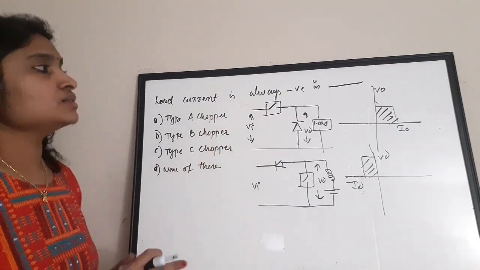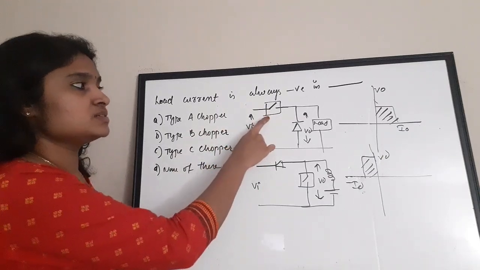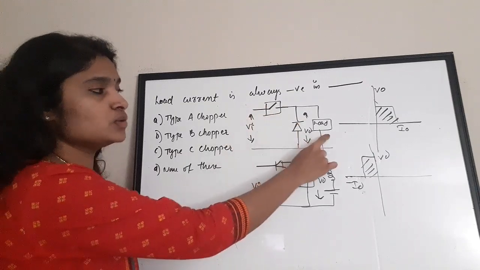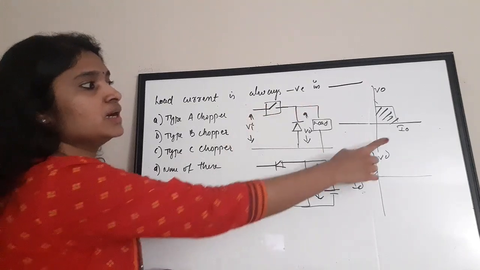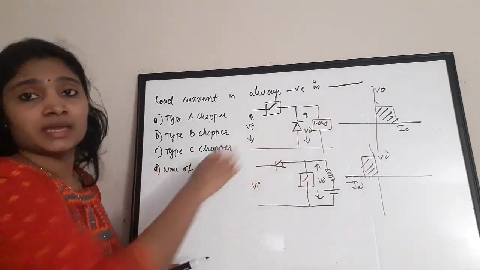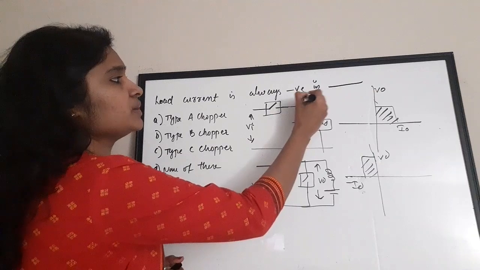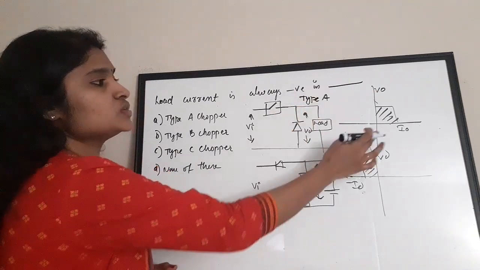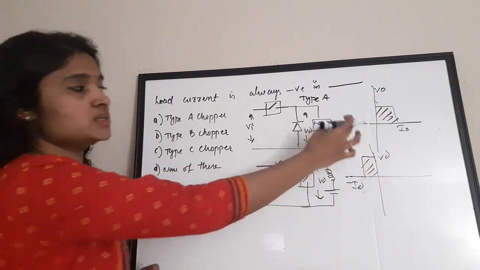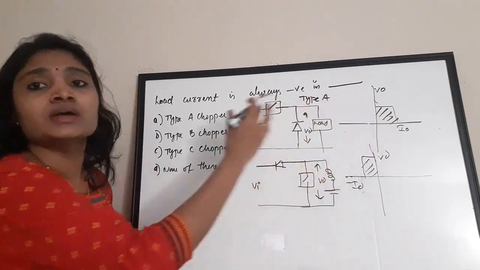So this is a type A chopper, which consists of a switch connected in series with the input. There is a diode and there is a load. Output is taken across this load. And this is the I0 V0 characteristic of this type A chopper. So this is type A. Here the load current, or I0, is in the positive quadrant. So this is also called the positive quadrant chopper.